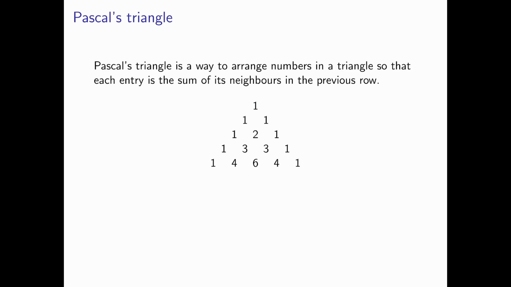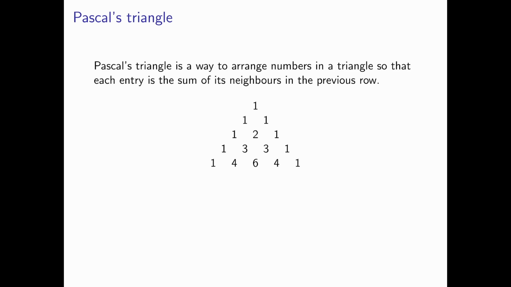Now, in the other rows, more interesting things happen. On these sides we just have the numbers 1 because all of these only have one neighbor in the previous row. But the numbers in the middle of the triangle are a bit more interesting because now they have more neighbors in the previous row. For instance, this number 2 is the sum of 1 and 1, its neighbors in the previous row. And this number 3, for instance, is 1 plus 2, and so on. And 6 here is 3 plus 3. So we see how these numbers come about in the triangle.